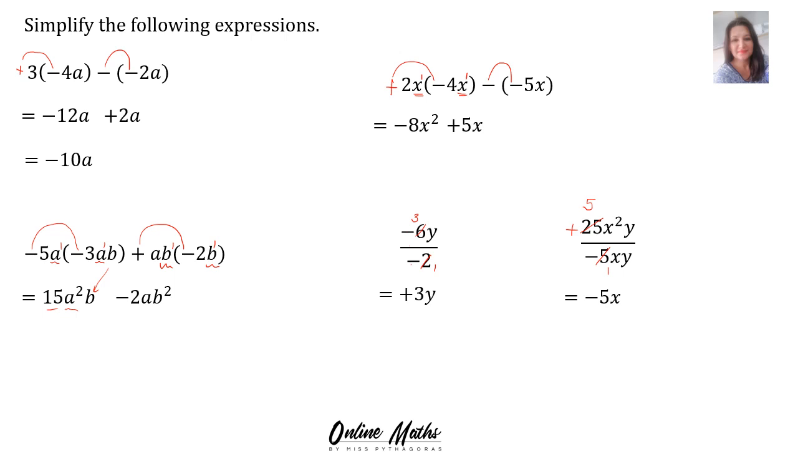And then on top, on the numerator, x squared y is the same as x times x times y, and at the denominator, the bottom, you've got x times y. So this one and that one can cancel. The y and the y can cancel. Therefore, you're left with negative 5x.